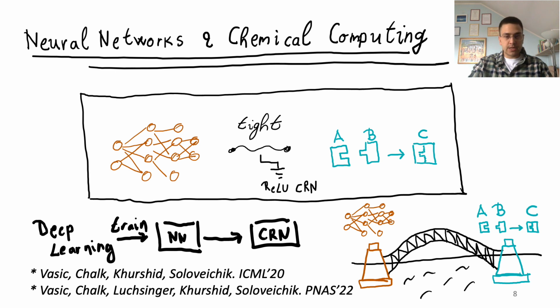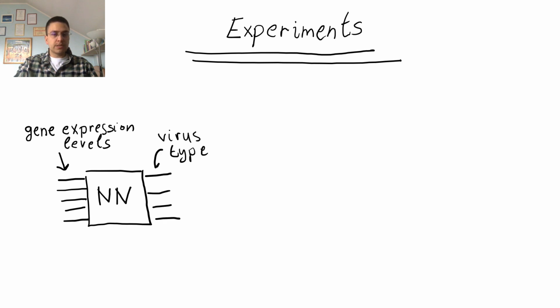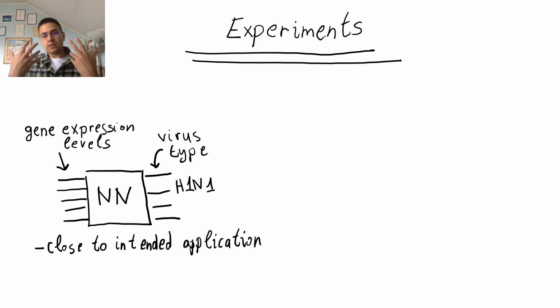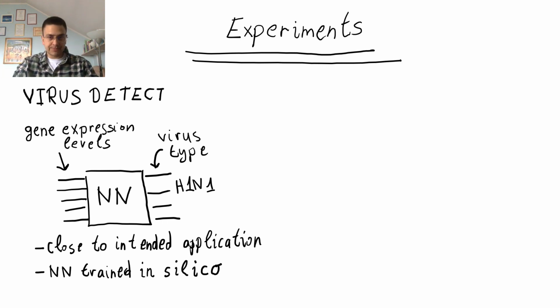This work was published in our ICML and PNAS papers, and now we performed experiments with this technique. For one such experiment, we had a neural network which on its inputs receives gene expression levels and is trained to predict virus types, so the virus that is present, such as H1N1. We train a neural network which is close to the intended application because gene expression levels are naturally available within cells, and the neural network is trained in silico. Then we translate it to chemical logic, and for now show in simulations that the behavior is equivalent.